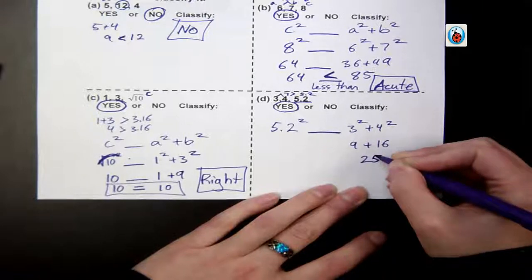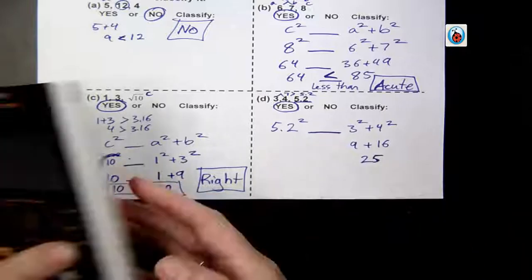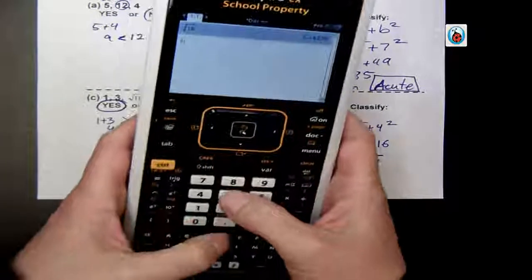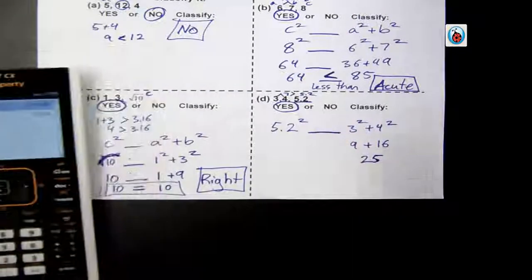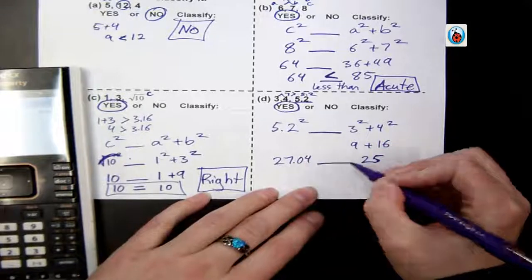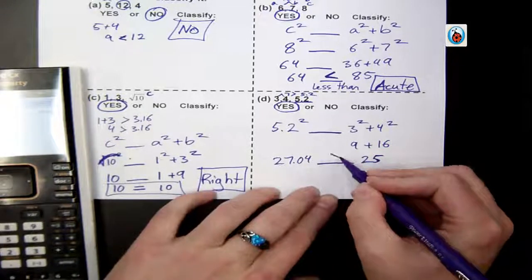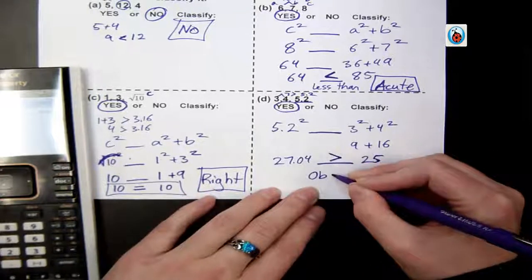Now you might already recognize without doing the math that 25 is 5 squared, so 5.2 has to be greater. But we're going to go ahead and do 5.2 squared in our calculator. That gives me 27.04. 27 is greater than 25, therefore this is an obtuse triangle.